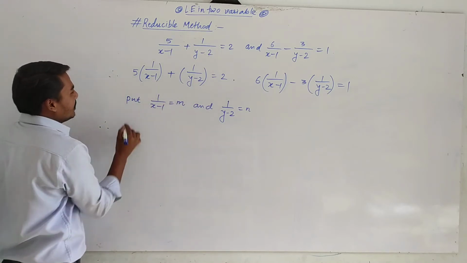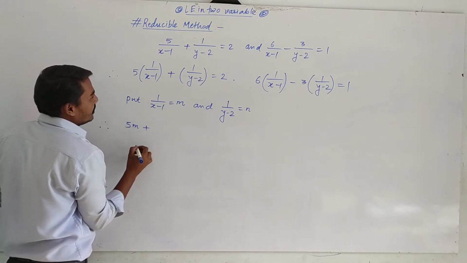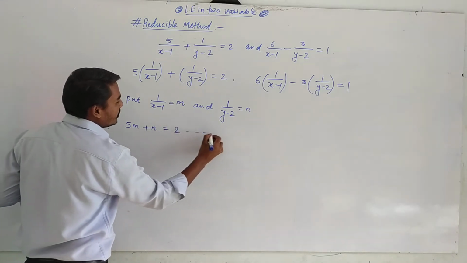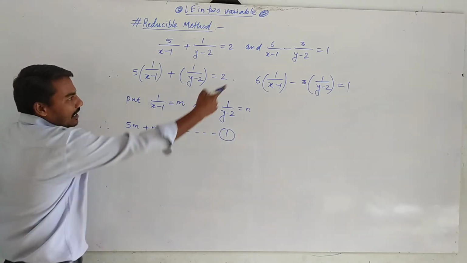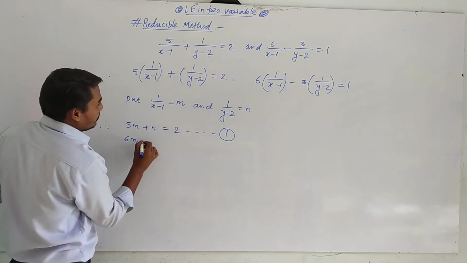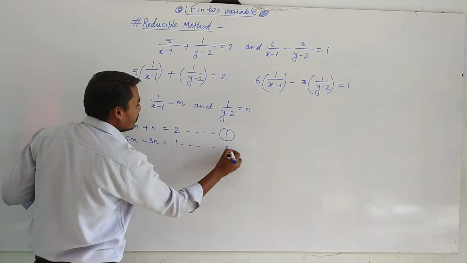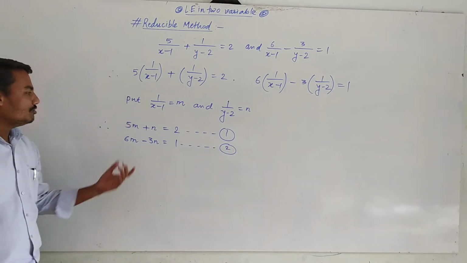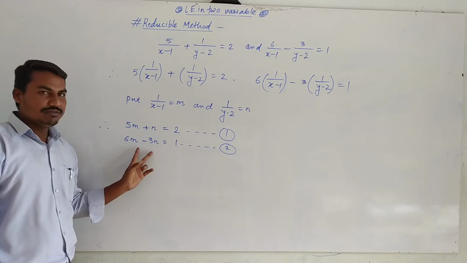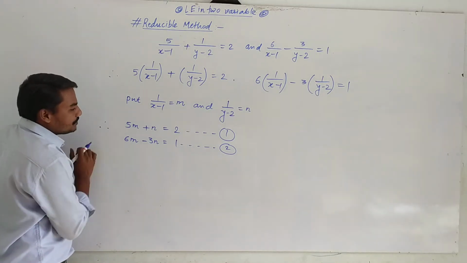So these equations become 5 into m plus n is equal to 2, equation number 1, and this equation becomes 6m minus 3n is equal to 1, equation number 2. So it is now in reducible form. These have become reducible form. Now I know how to solve these two linear equations.